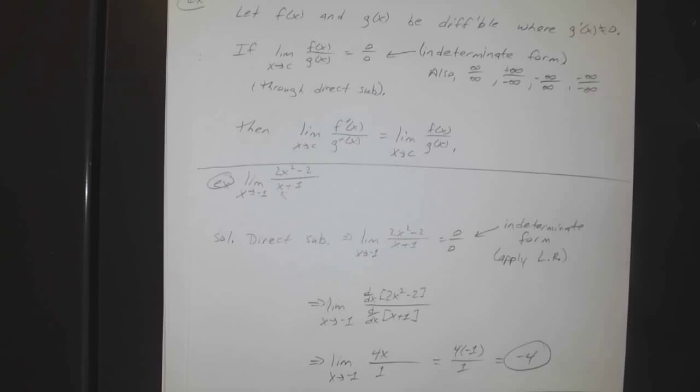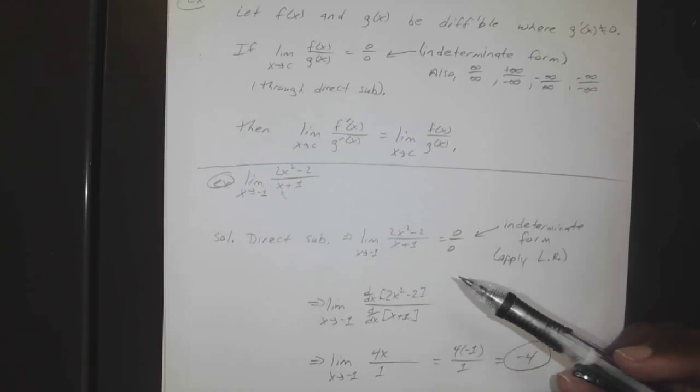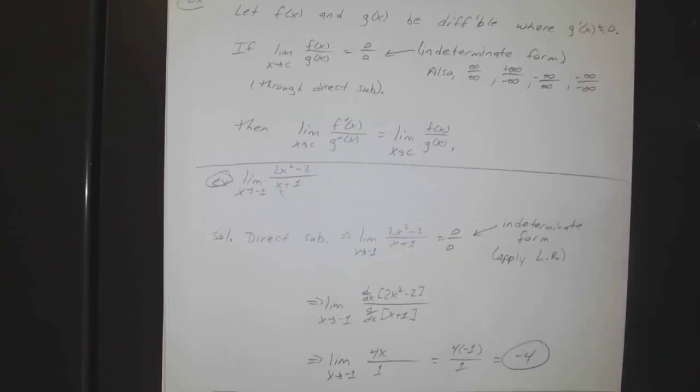Correct. After you apply L'Hopital's rule the first time, you plug it in again and see if it works. If it gave you 0 over 0 again, then you just apply it again. So if you got 0 over 0 again here, you do it a second time. You do it until you can't do it anymore. Eventually it's going to run out.